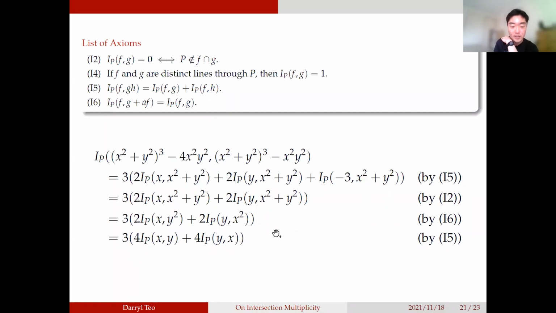And now finally, we know that x equals 0 and y equals 0. The lines through the origin meet at 0, 0, of course. And by I4, if they're distinct lines through the same point, then the intersection multiplicity is 1. So we're left with just 4 and 4. 3 outside of 4 plus 4 is 24. And that gives you the intersection multiplicity at the point p equals 0, 0.